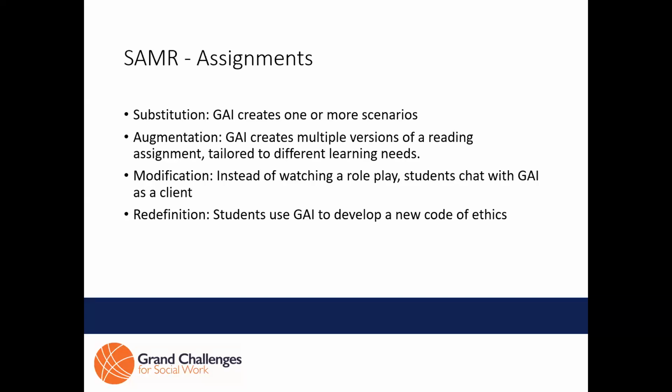Now, a redefinition, right? This is using generative AI to create new tasks that were previously inconceivable. So one example would be having students using GAI to develop a new code of ethics. In social work, we're always talking about the NASW Code of Ethics. We're critiquing it. We're teaching students how to think about it. Practitioners are obviously familiar with it because of risk management, et cetera, et cetera. But what would it mean if we had students develop a new code of ethics, right?